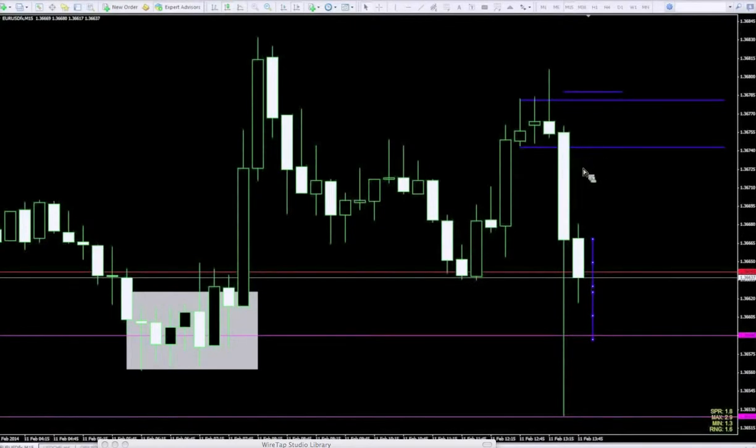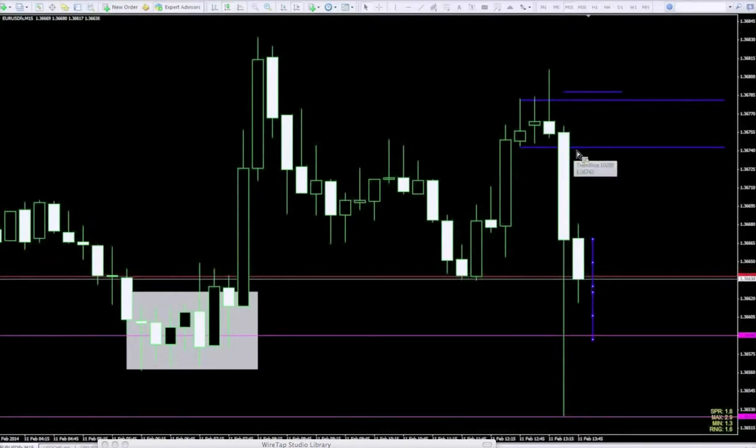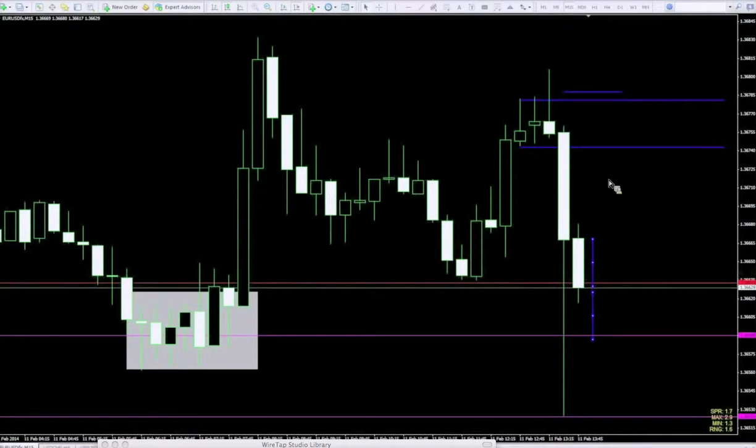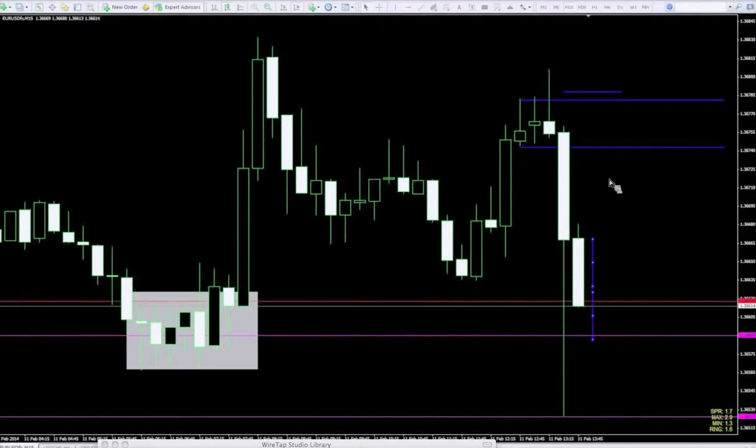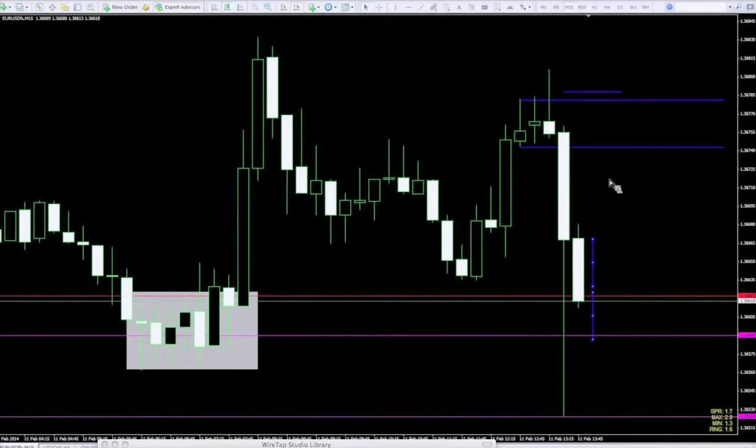All right. Now, the other way to enter this trade, which is aggressive in one respect, but offers a bit of a conservative approach, would be to take this trade as a sniper trade.